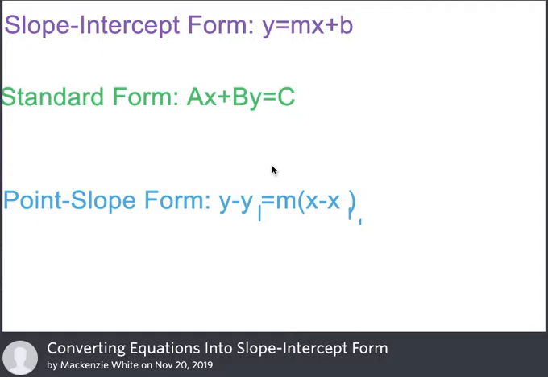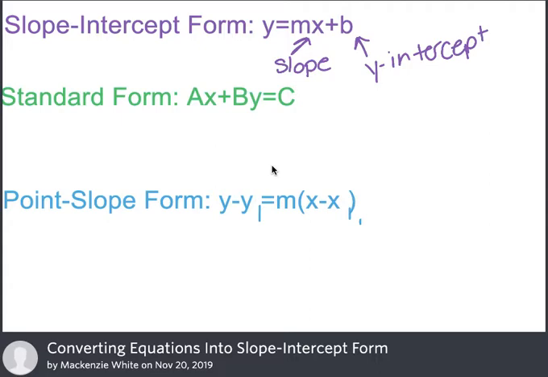This is the goal of how you want to get an equation written so you can easily identify the y-intercept and your slope. So the equation is y equals mx plus b, where m is the slope and b is the y-intercept. This is what you want each equation to look like before you go ahead and graph it.